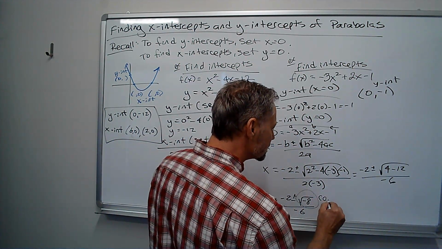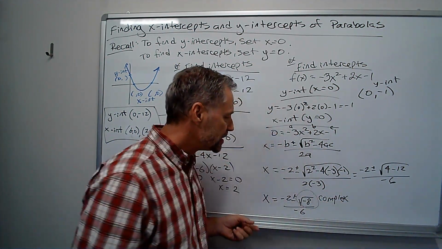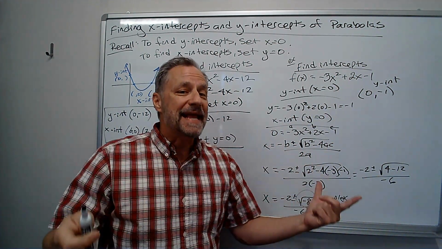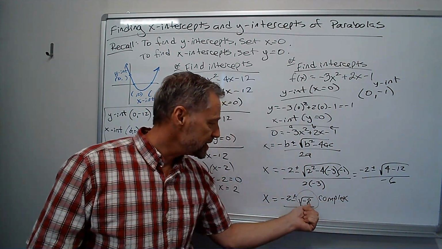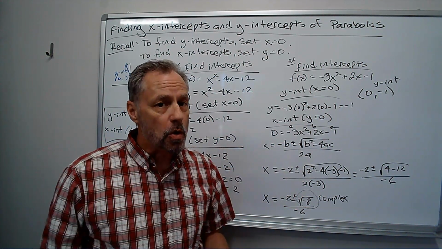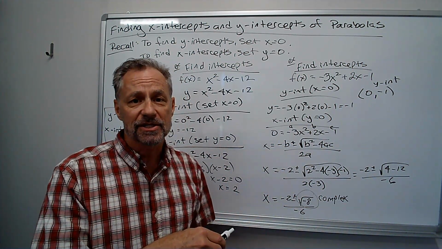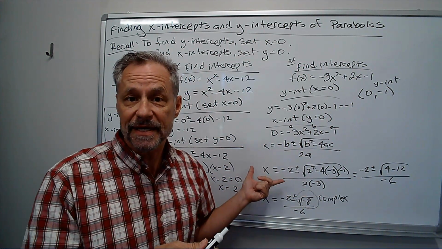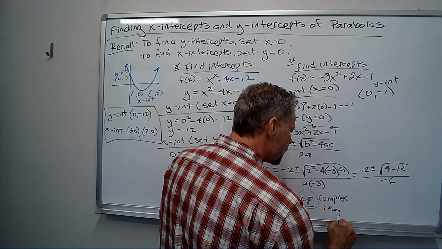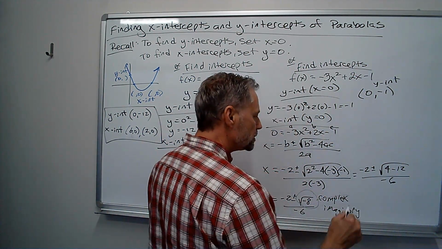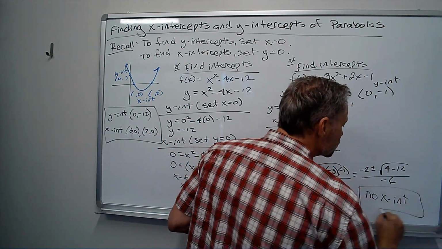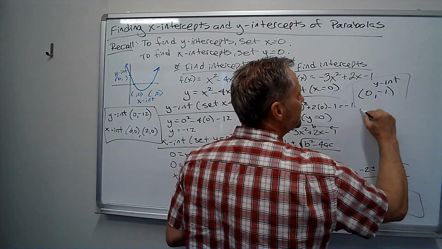So this is complex. Or you may say imaginary. Imaginary is the proper term. The reason why we can't do this is because that's imaginary. But as soon as you get a negative under the square root there, that means you don't have an x-intercept in this case. So complex, we'll call it imaginary. That means there's no x-intercepts. So there's no x-intercept. We had the y-intercept here.